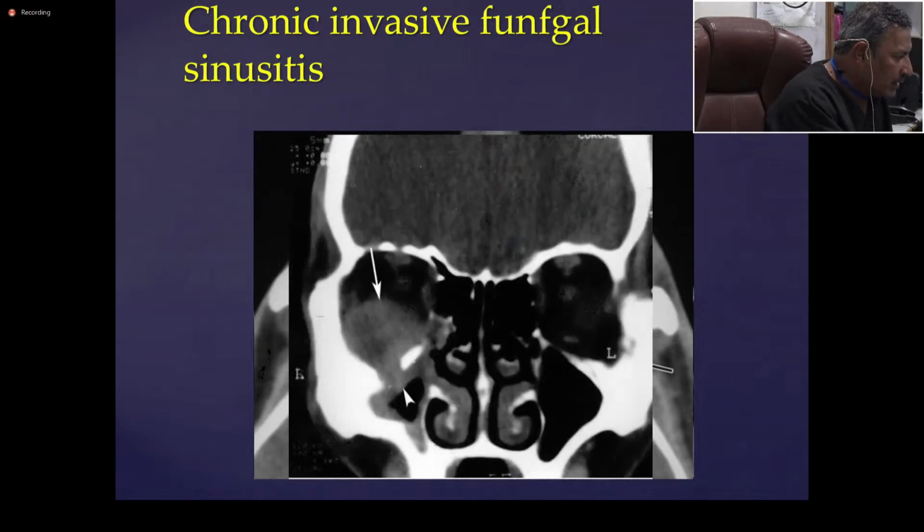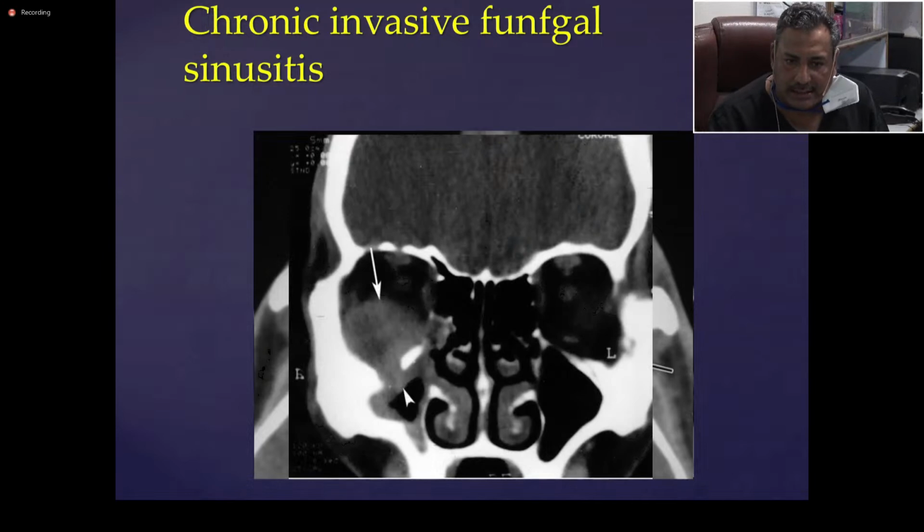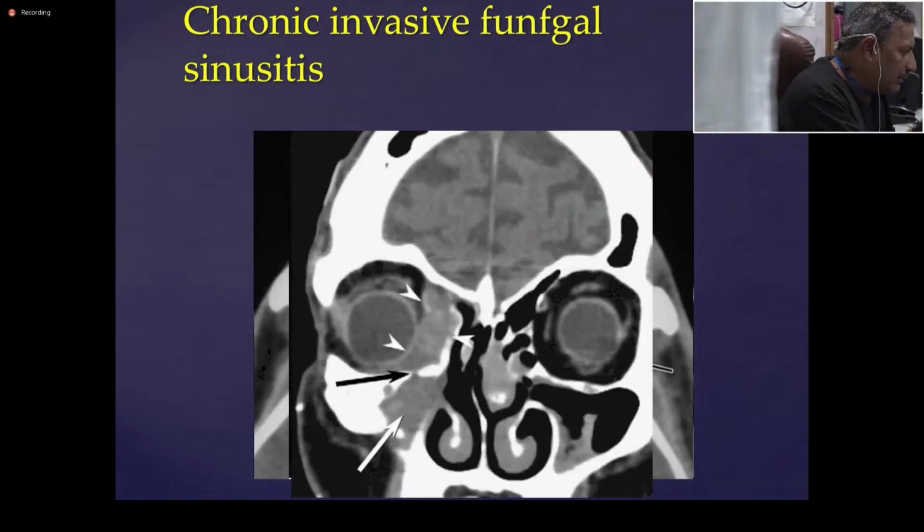Again, example, see this minimal paranasal sinus disease and maximal extrasinus invasion into the orbit. And again, you don't need to remove it radically. Once you suspect, on the basis of radiology, a chronic invasive fungal sinusitis, the next step is the treatment. Next treatment is take a biopsy and introduce voriconazole as the final treatment for this disease.